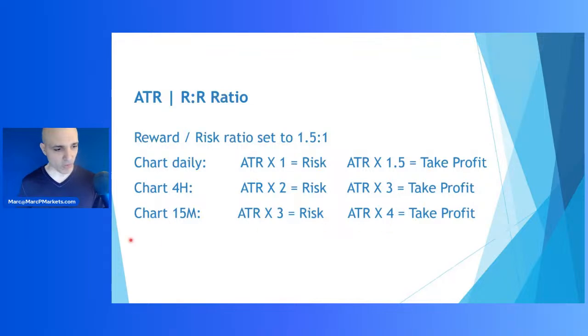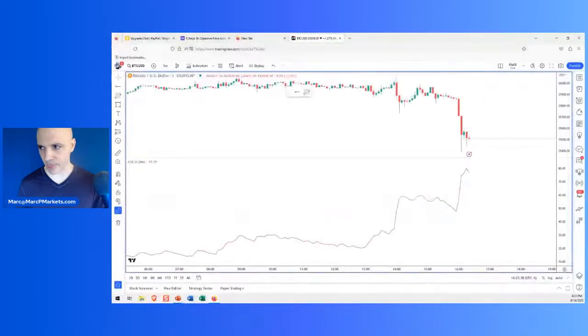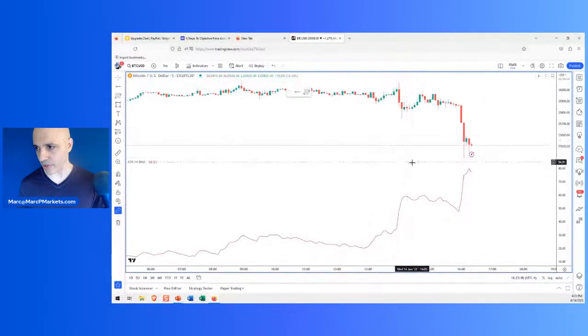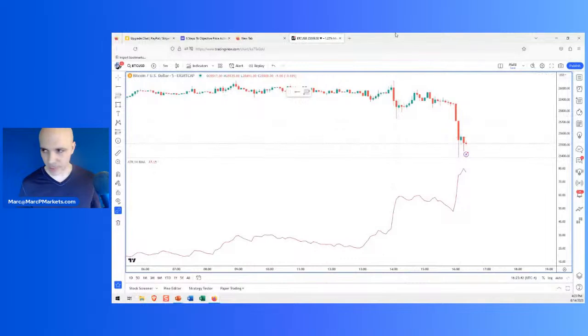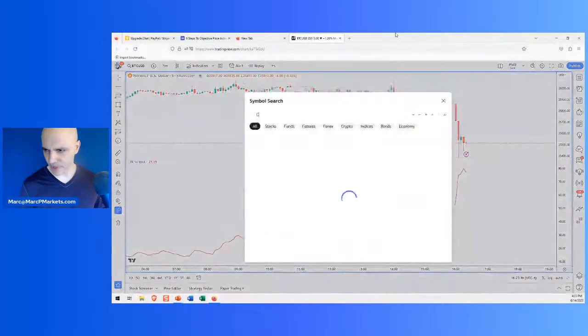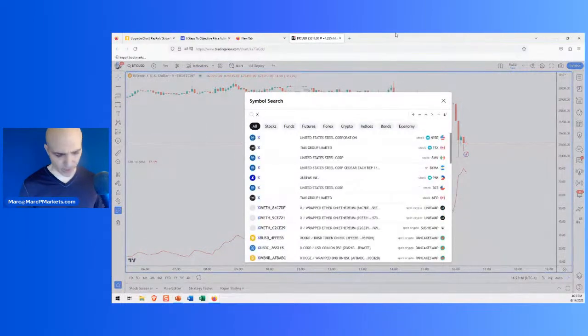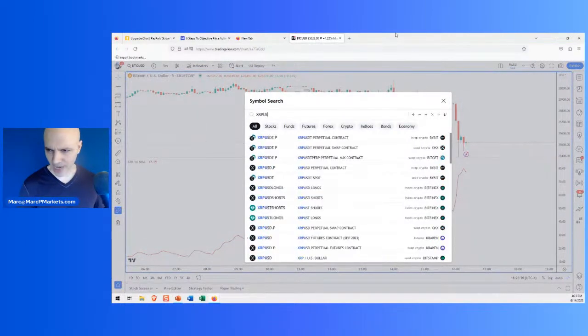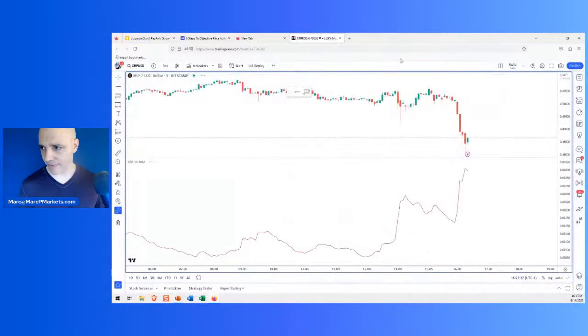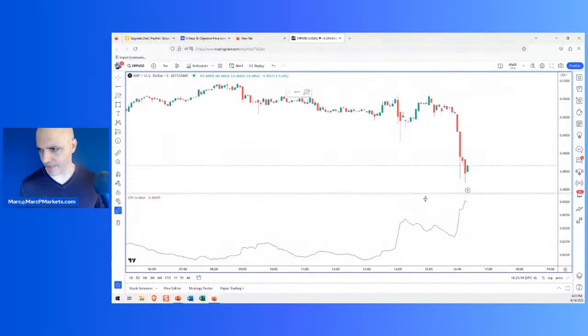So now let's go back to the chart and put this on the chart. In fact, instead of using Bitcoin as an example, let's go to XRP, because XRP is a trade that the trade scanner called on Friday. I think it was Friday.